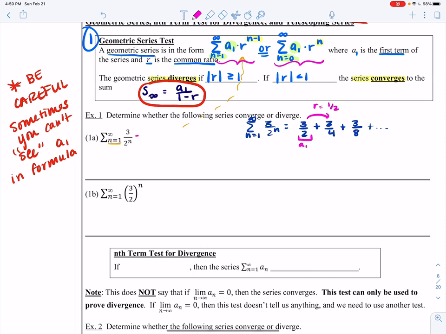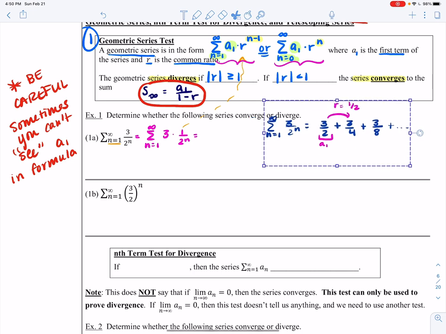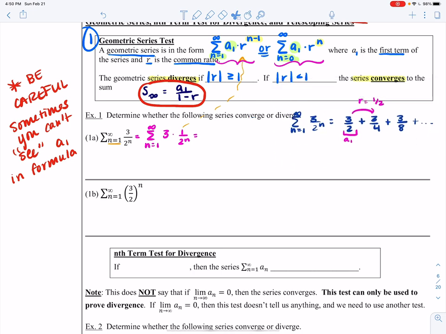I could actually rewrite this by saying start at 1, stop at infinity, take out the 3, leave your 1 over 2 to the n, okay? Let's keep our rewriting process. I'm going to move this stuff out of the way just a little bit. And now let's go, hey, you know what? Technically, this is 3, and 1 to any power is 1, so let's call that 1/2 to the n.